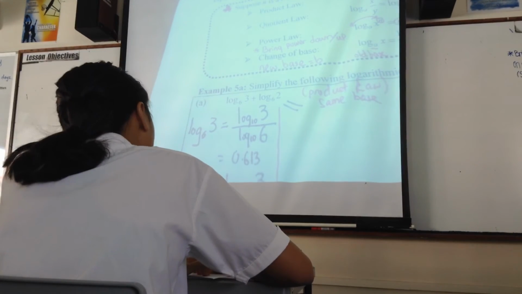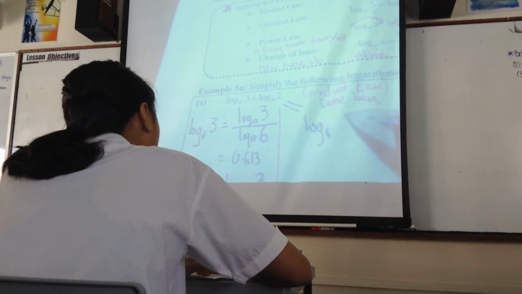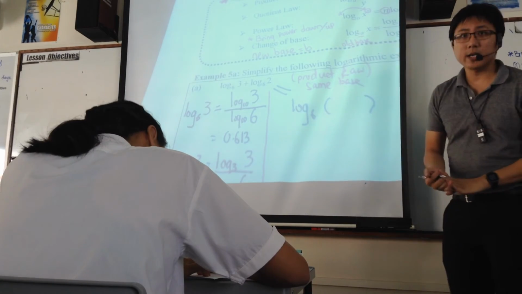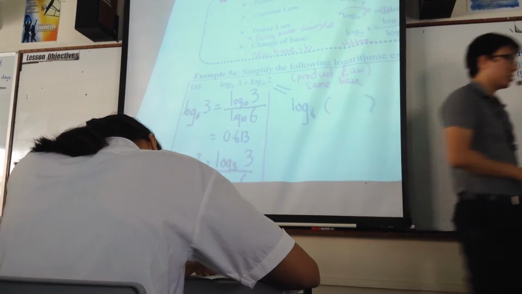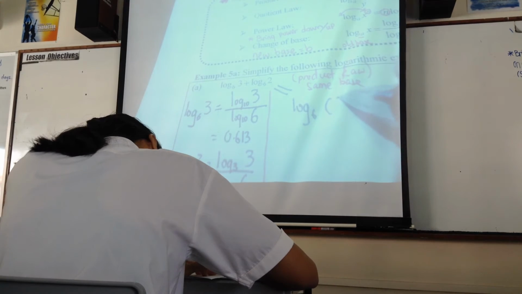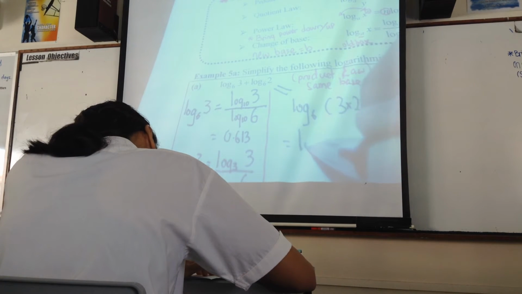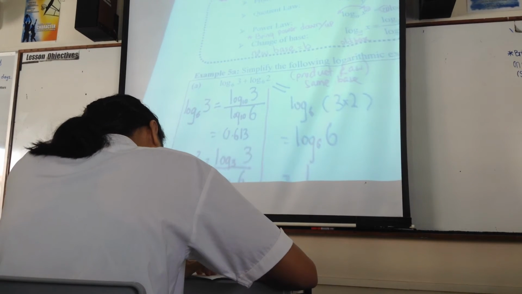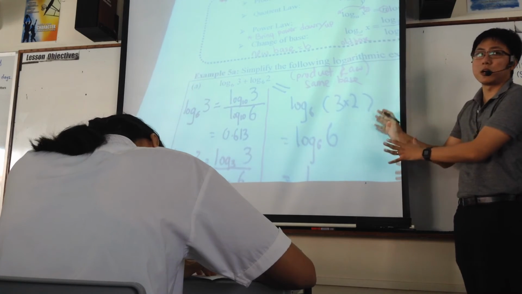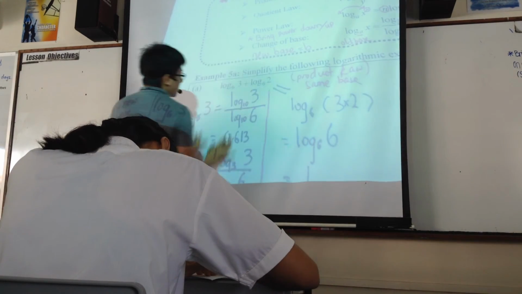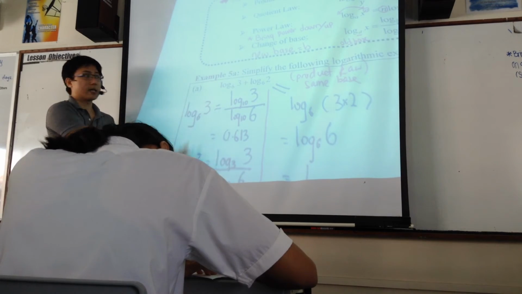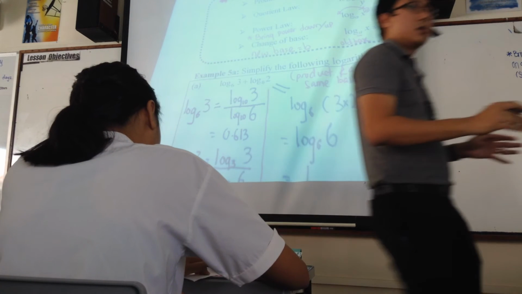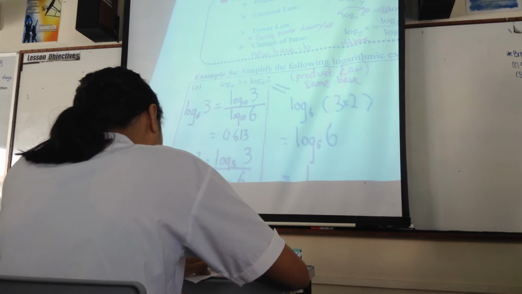So I try. This will be log 6 bracket. What do I do to the 3 and 2? Times, right? So 3 times 2 give you 6. So this becomes log 6. What's the answer? 1. Simple, very simple one. The one I do on the left is just trying to explain the change of base. Nothing to do with the question. For now, simple only. Okay, next.